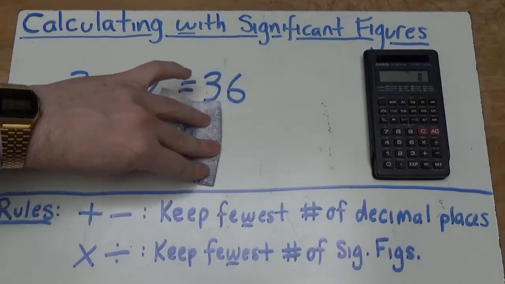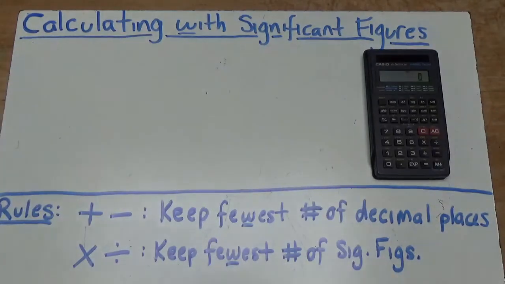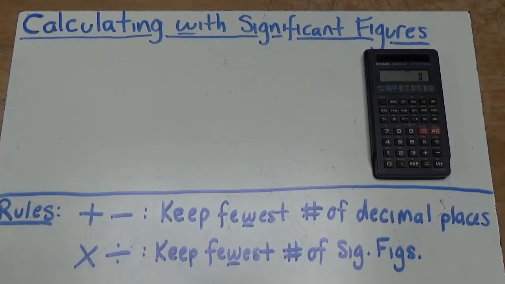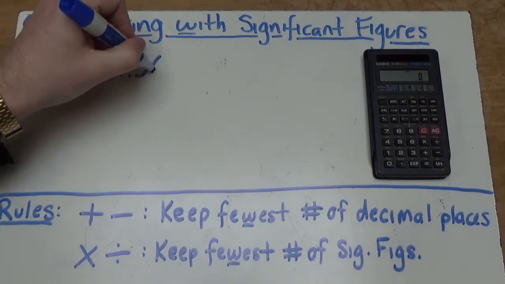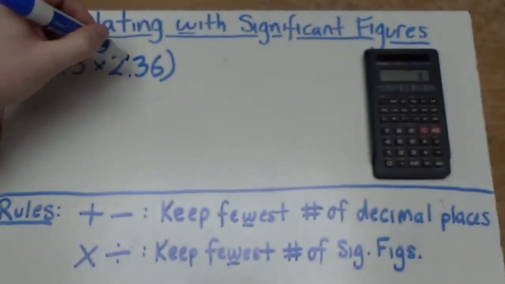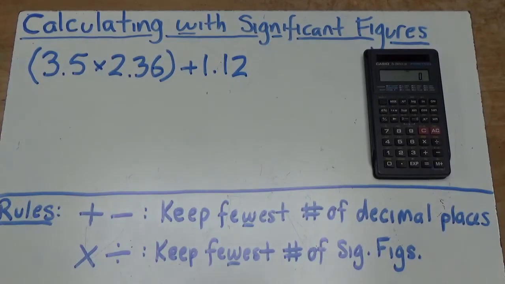When you have problems that have addition and subtraction and multiplication and division within them, then you're going to follow the rules of the order of operations and the significant figure rules. To give you an example of this, let's take a look at the problem 3.5 times 2.36 plus 1.12. First, I'm going to follow my rules of multiplication and division.